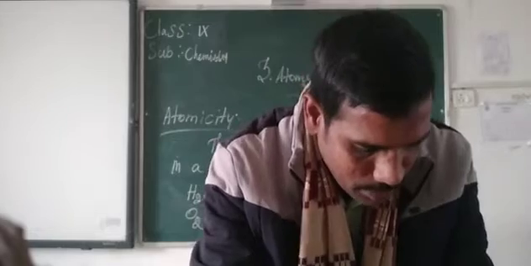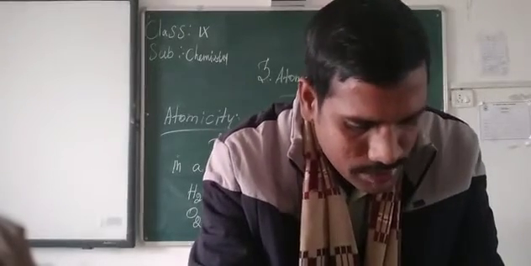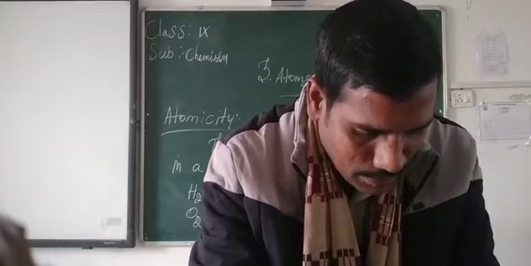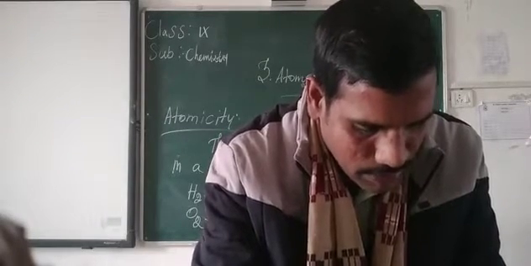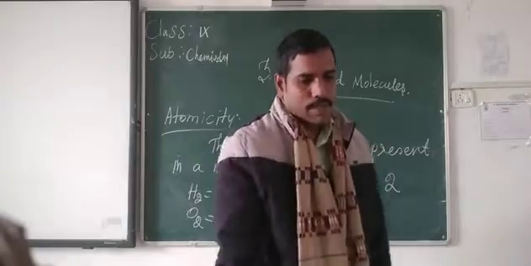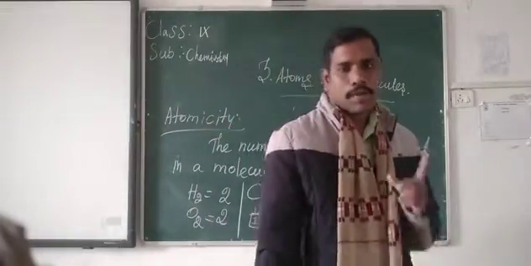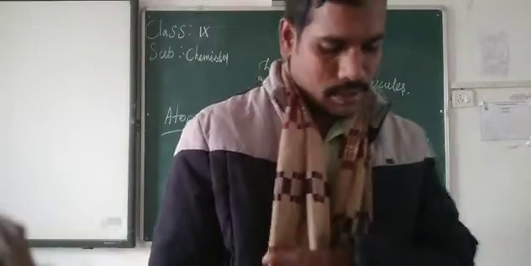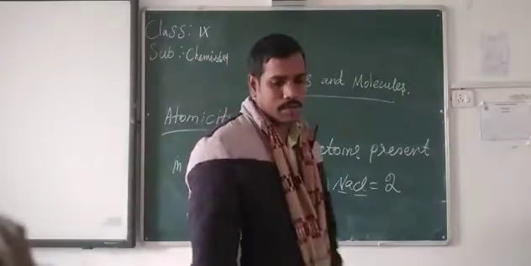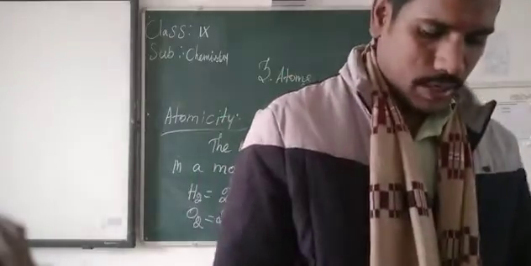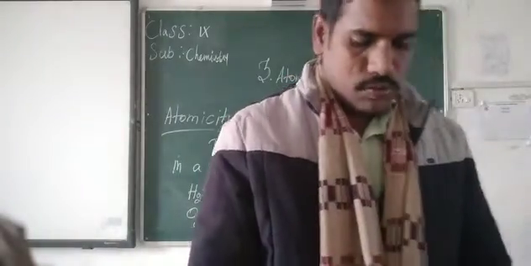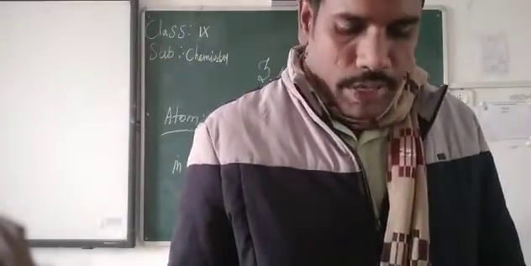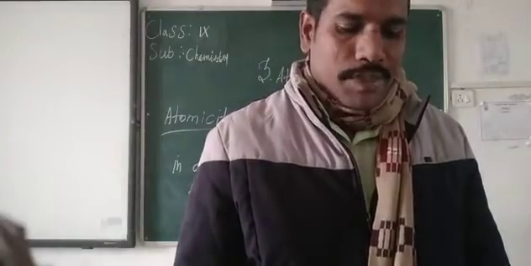So for example, oxygen is diatomic, hydrogen is diatomic, nitrogen is diatomic, chlorine is diatomic. Monatomic means only 1 atom will be present. Diatomic means 2 atoms will be present. Polyatomic means more than 2 atoms. Okay, next, molecules of some compounds.